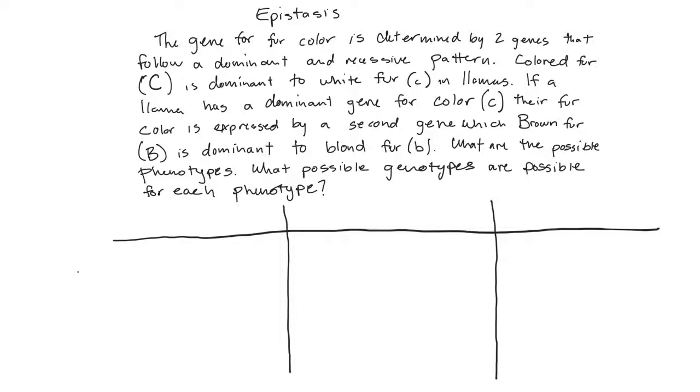Okay, if a llama has a dominant gene for color, that should be a capital C here, their fur color is expressed by a second gene, okay, which is the B gene, and the big B, which codes for brown, is dominant to the recessive gene, little b, which is for blonde. So what are our three possible phenotypes? Brown, blonde, and white.